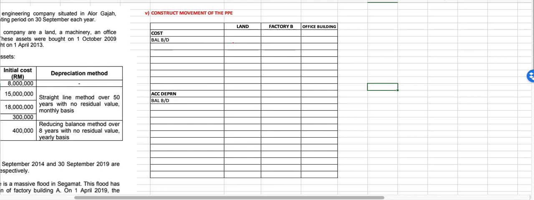The question asks for the movement for the year ended 30th September 19. This is where we close our year. So the opening would be 1st October 18. That means the balance BD here is 1st October 18, this is also 1st October 18, and 30th September 19 is the balance CD. So let's look at land first. What is the balance BD for land on 1st October 18?